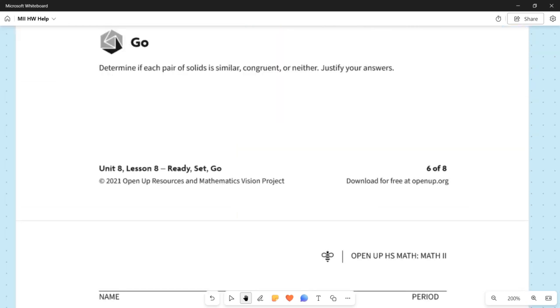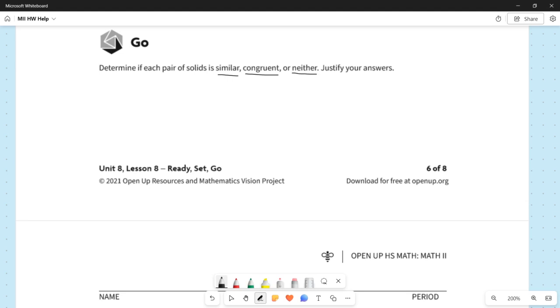Wrap things up in the Go section. Determine if each pair of solids is similar, congruent, or neither. Justify your answers. So for all the problems in this section, we've got three choices. They are either similar, they are congruent, or they are neither.